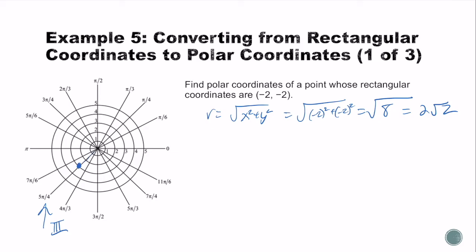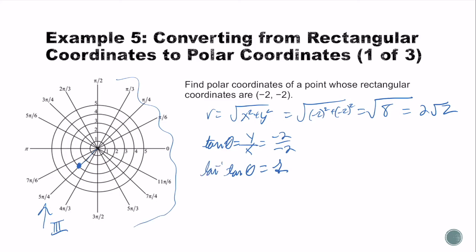Now I need to determine my theta. So I'm going to take tan of theta, which is y over x. That means I've got tan of negative 2 over negative 2. So I have tan of theta equals positive 1. And remember, tan inverse is only defined in quadrants 1 and 4. So I'm going to take tan inverse of both sides, and I get theta equals pi over 4.